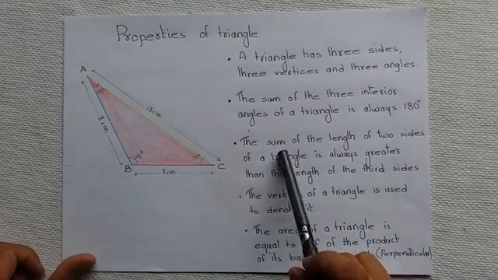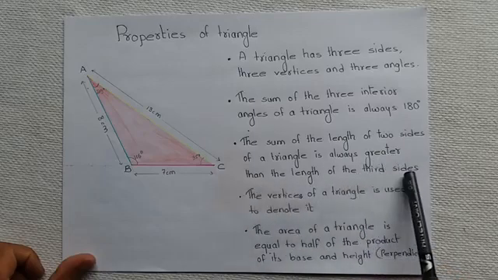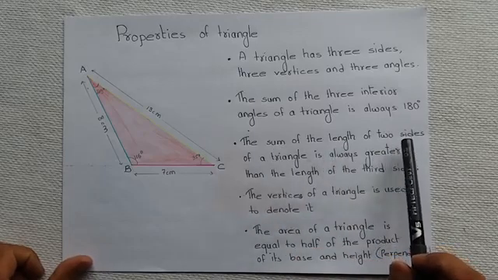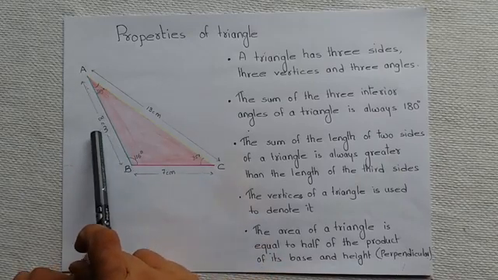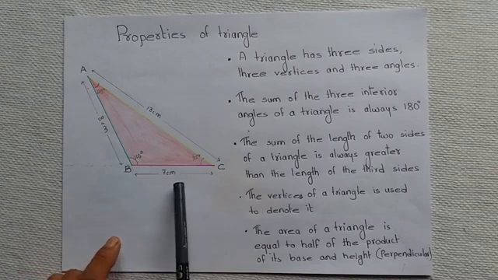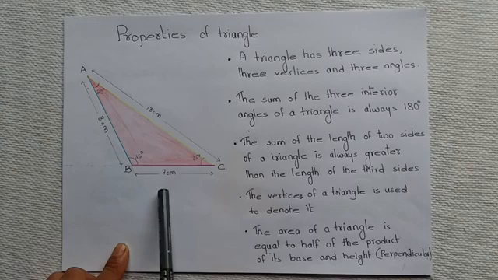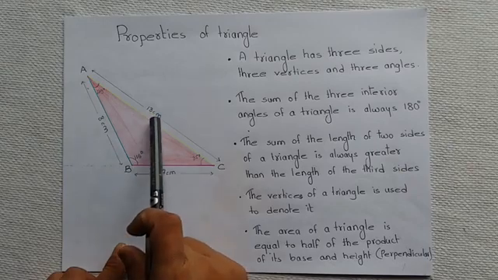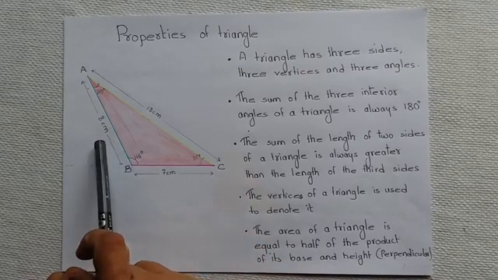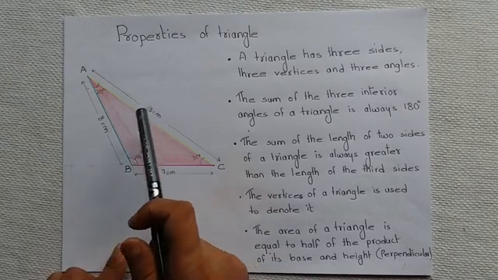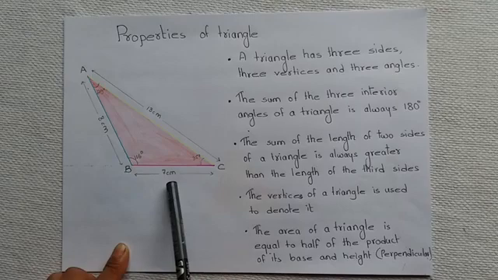Next we have: the sum of the lengths of two sides of a triangle is always greater than the length of the third side. When you add the lengths of two sides, here one is 8 centimeters and the other is 7 centimeters. When we add 8 and 7, it becomes 15 centimeters. It is always greater than the third side. Now if you add 13 and 7, it becomes 20, which is greater than the third side, that is 8 centimeters. Similarly, if you add 13 and 8, it becomes 21 centimeters, which is greater than 7 centimeters.